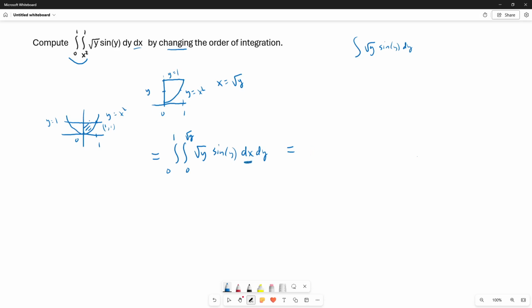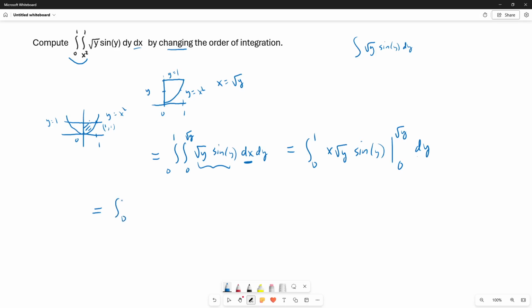And now we integrate with respect to x. So this integrand is just constant with respect to x. And so we can integrate it, yielding x times the constant, square root of y sine y. And then we have to plug in, for x, 0, which will give us 0. And we have to plug in the square root of y. And then we have to take the result of that and then try to integrate dy.